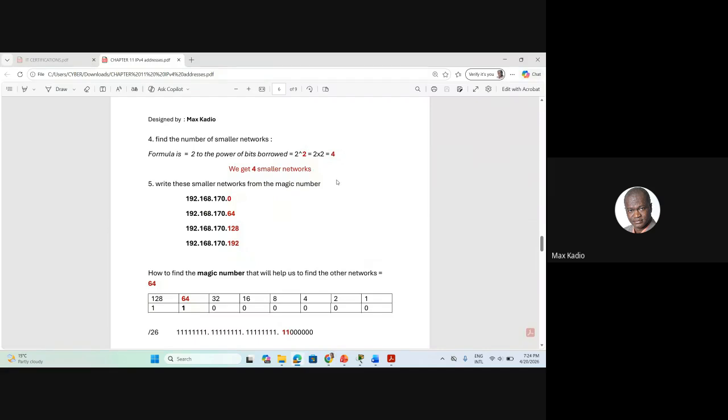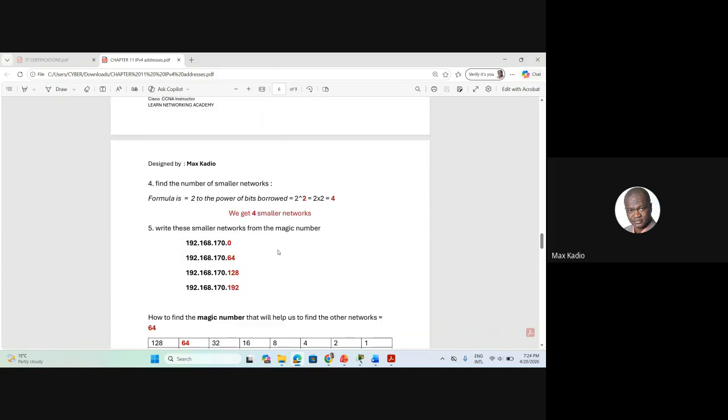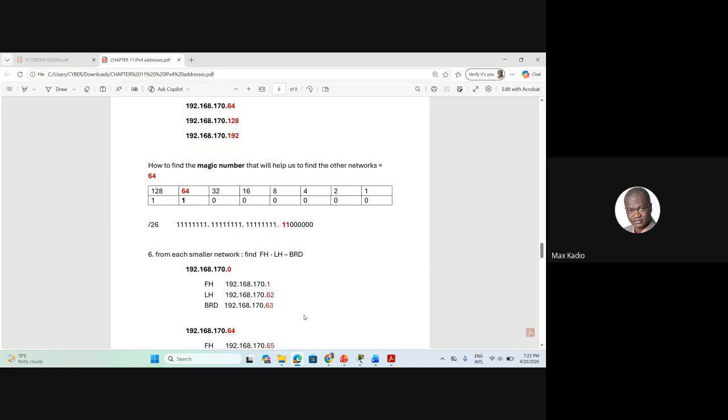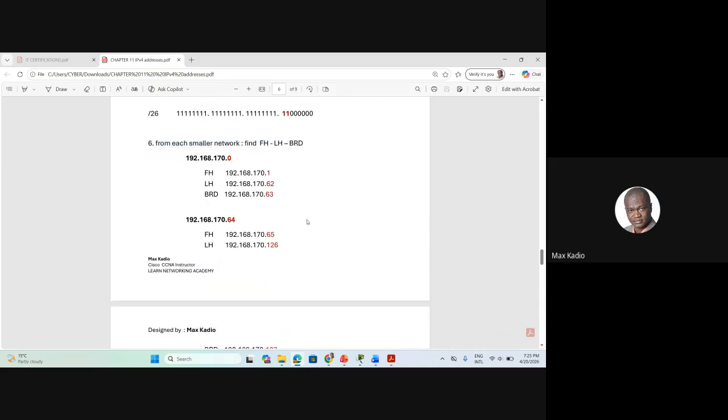Okay, so this is how we find the different networks. Now that we found the different networks, from each smaller network we need to find the first host we can assign to a PC, until the last host we can assign to a PC, and the broadcast. So this is an example here. I'm going to explain now.